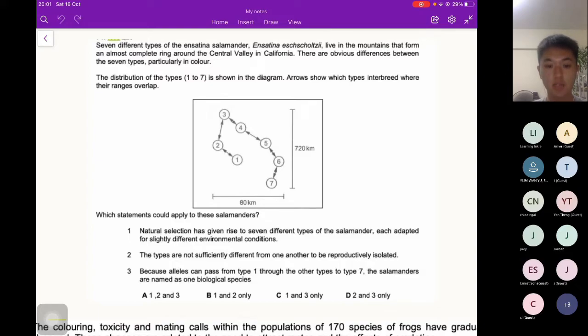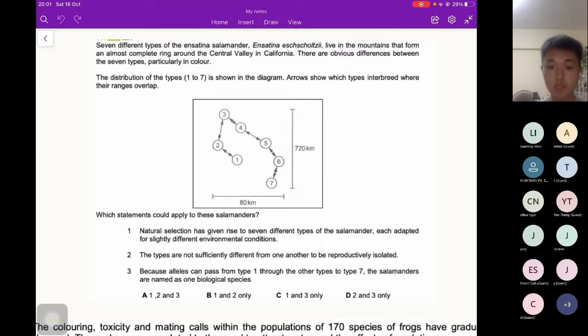Second statement, the types are not sufficiently different from one another to be reproductively isolated. This is true as well because you see 6 and 7 can interbreed, 6 and 5 can interbreed, 5 and 4, 3 and 4, 3 and 2, so on and so forth, right? So they are not sufficiently different from one another because they can still interbreed. So 2 is also true.